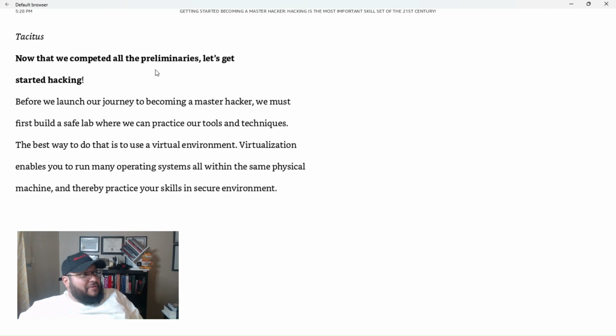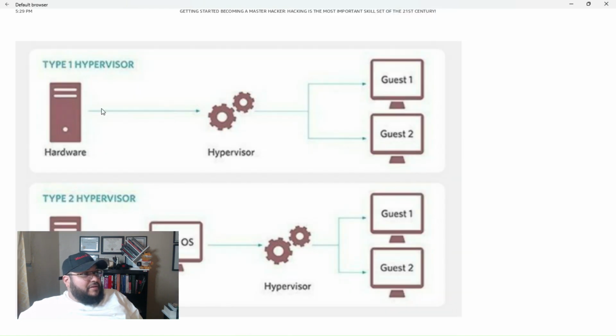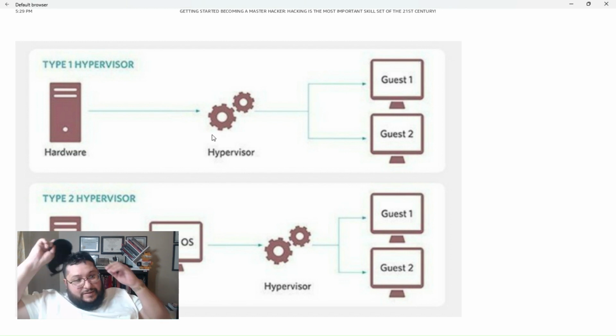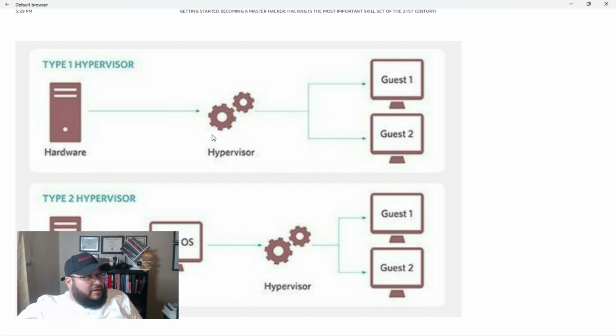Okay, now that we have completed all the preliminaries, let's get started. Man, that was a lot of preliminaries. Okay, start hacking. Before we launch into our journey into becoming a master hacker, we must first build a safe lab. I already built a safe lab, but I don't know why that's not showing. But you can build a safe lab from this, so you could follow this and set your own environment up.